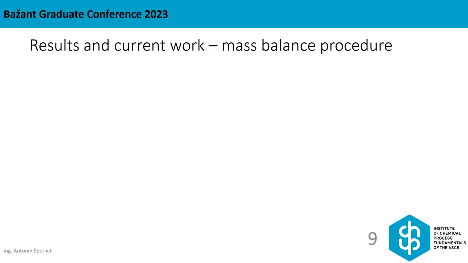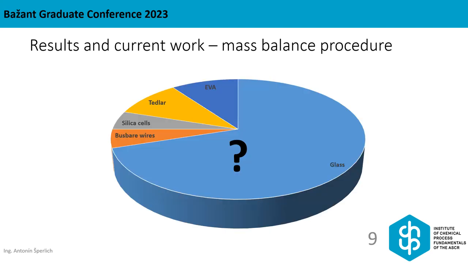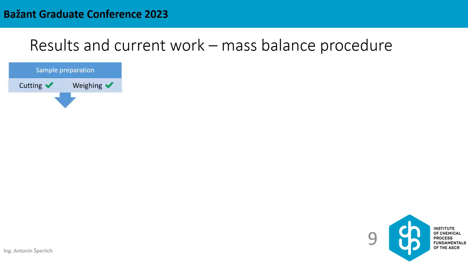Now we are working on the mass balance, because one of the main parts is also to create something like a library for the solar panels. So when we measure different panels from different years and different producers, we can, before the treatment, say from this panel we can get these products in this amount. So our goal is this graph.